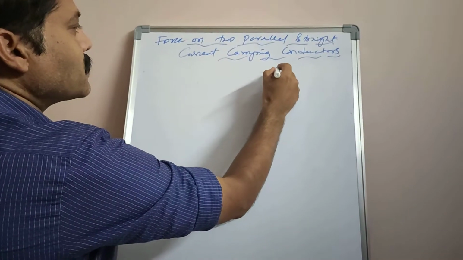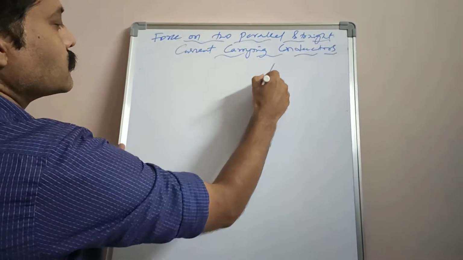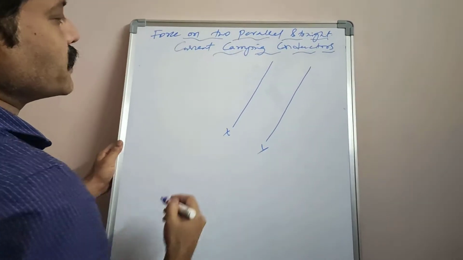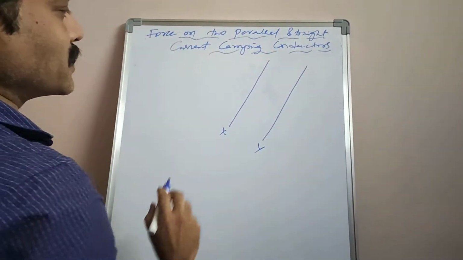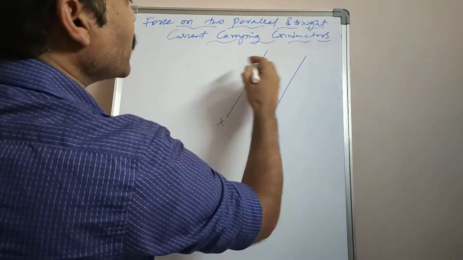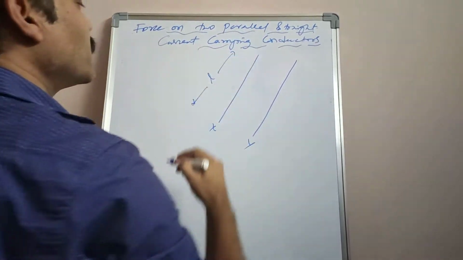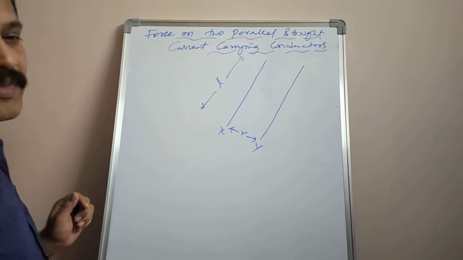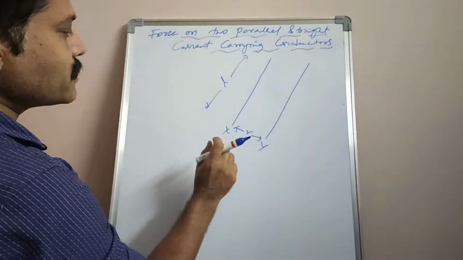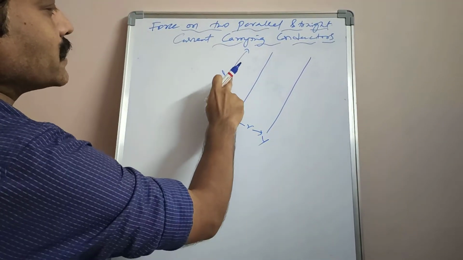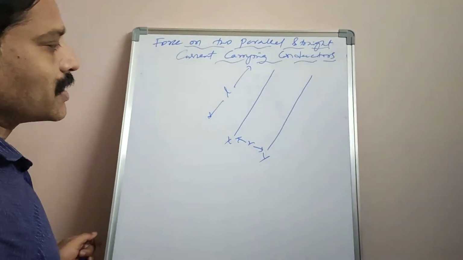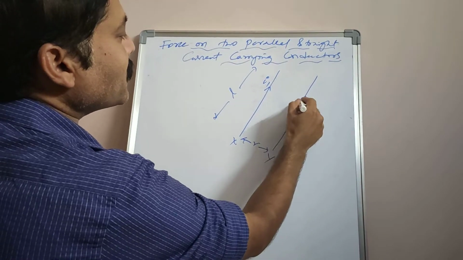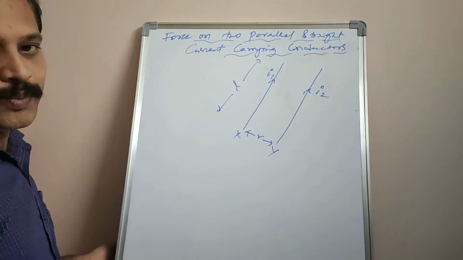Okay, so let us consider two parallel straight conductors X and Y. So this is the first conductor, this is the second conductor, each of length L, and these two are separated by a distance of small r in air. Let the first conductor carry a current of I1 and the second conductor carry a current of I2.